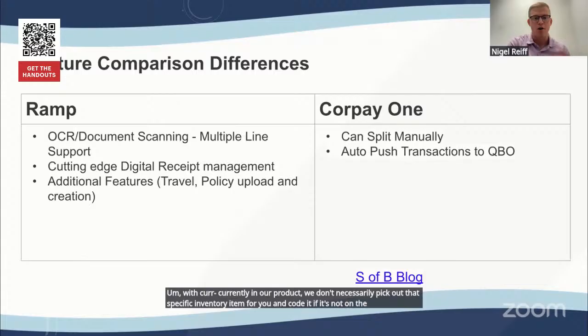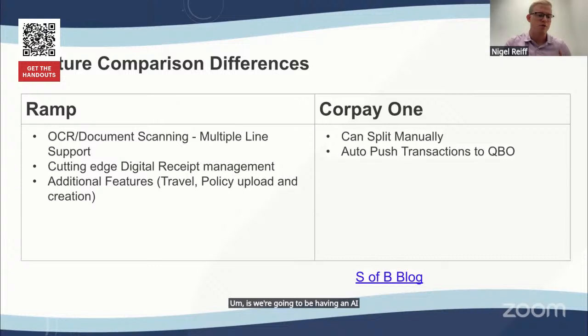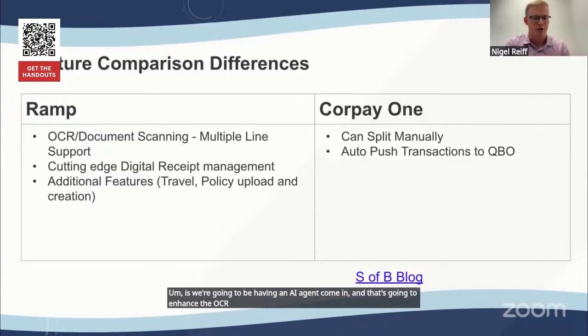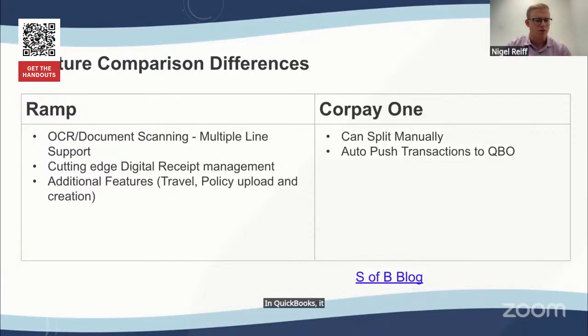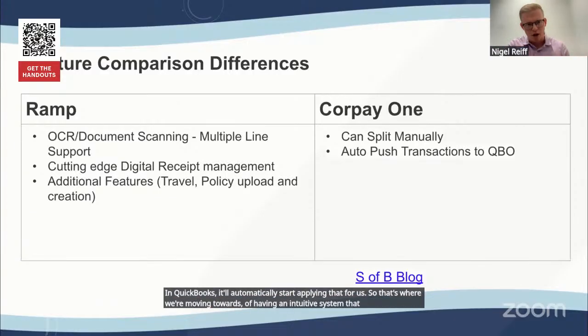But where we're moving towards, and this is going to be our next evolution of bill pay that we're coming out with in just the next few months, so it really should be one to two months from now, is we're going to have an AI agent come in, and that's going to enhance the OCR capability. So it's going to learn, okay, when this kind of invoice comes in and it lists these specific items, and we notice we're coding those to specific inventory items or expense items in QuickBooks, it'll automatically start applying that for us. So that's where we're moving towards, an intuitive system that will understand that.